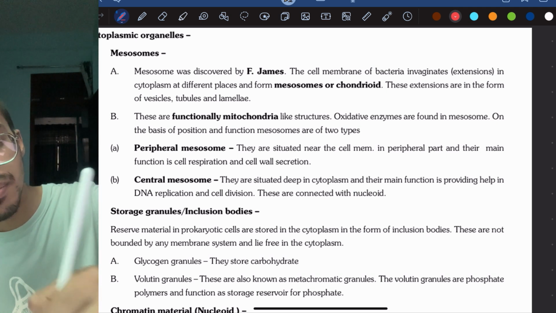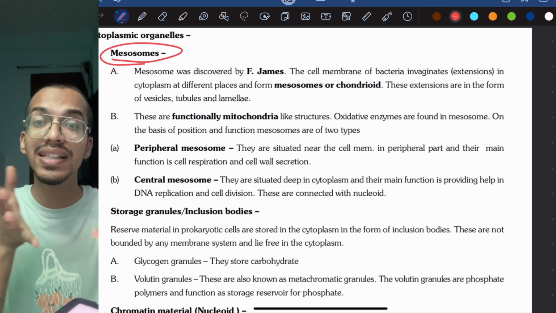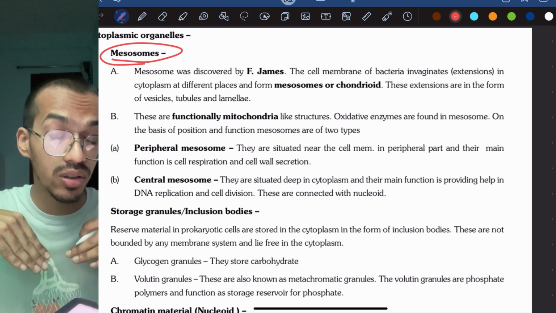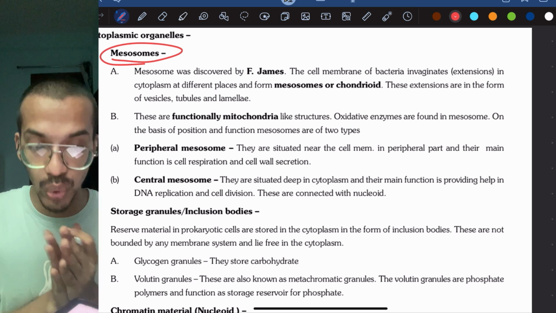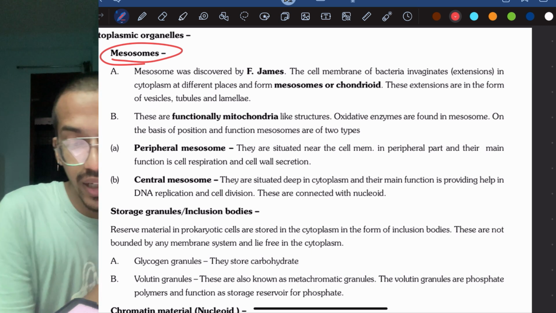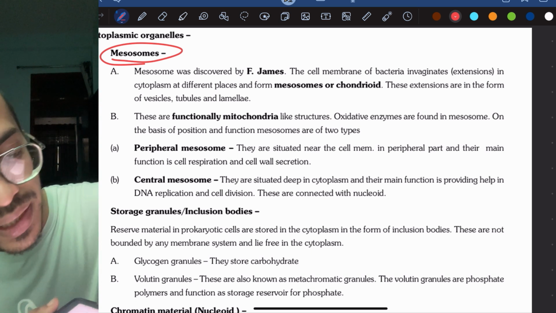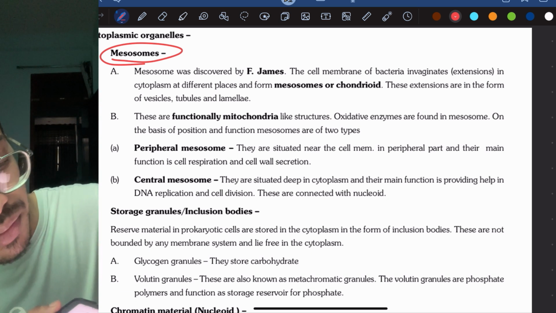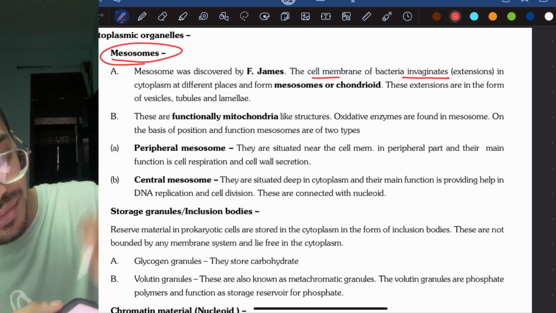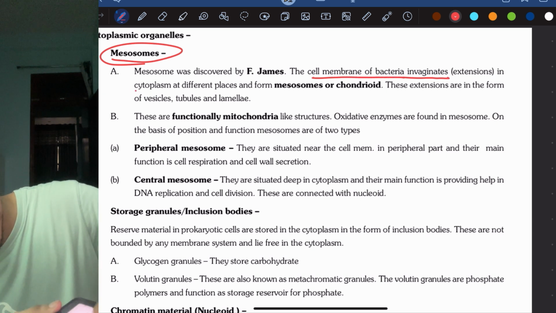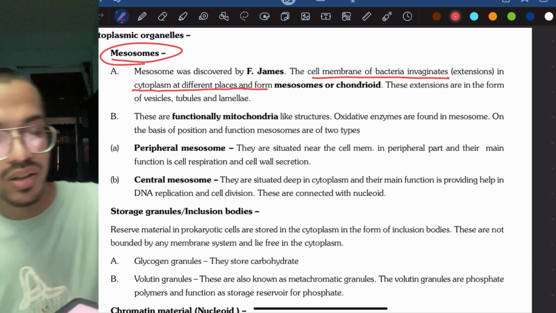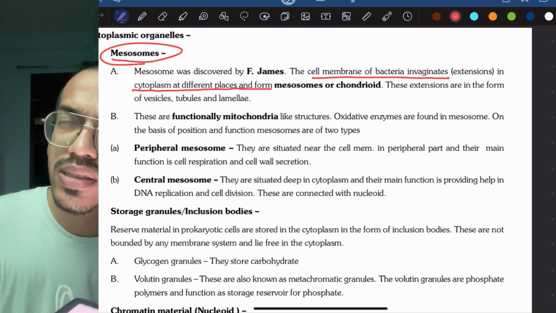The first one is the mesosomes. What is the mesosome? It is an inward growth of the plasma membrane. It is also called chondroid. The cell membrane of the bacteria invaginates into the cytoplasm at certain places and forms this. Now the functions are like mitochondria.